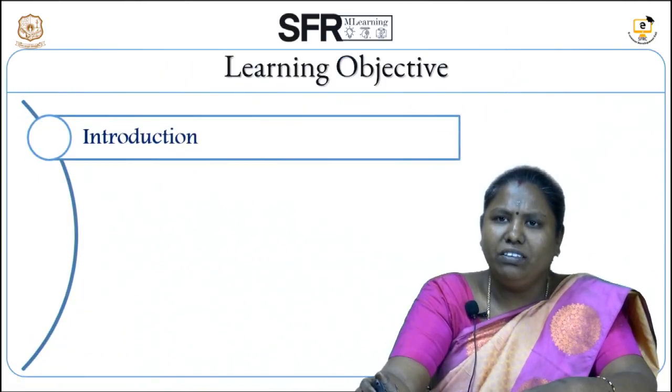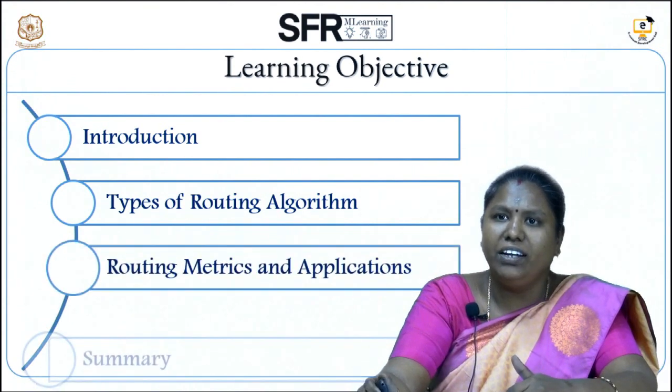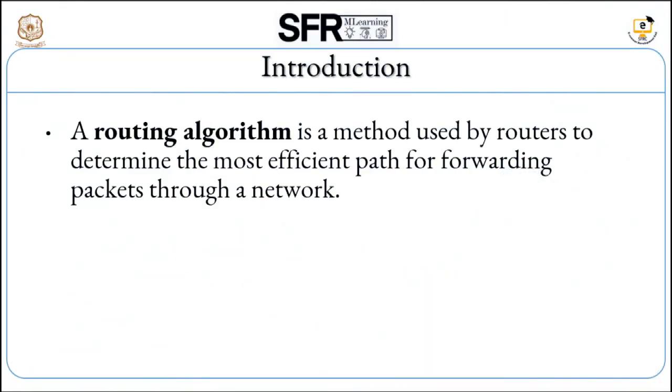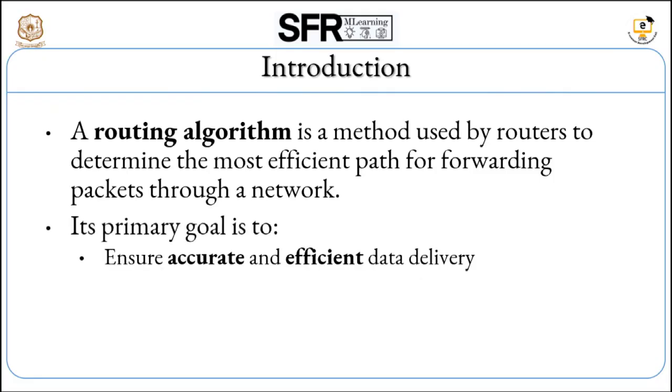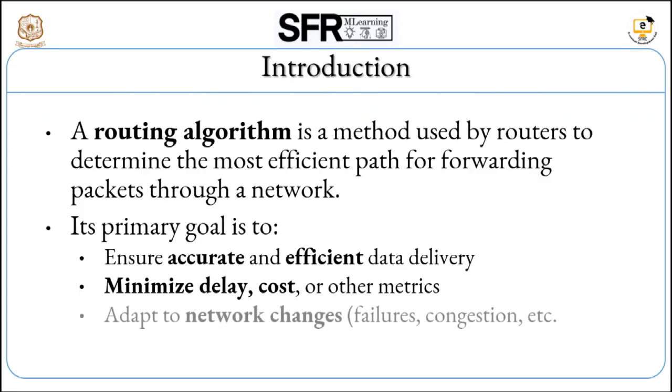The objective of today's session is to learn about routing algorithms, why they are important in computer networks, and their real-time applications. A routing algorithm is simply a method used by routers to find the most efficient path to forward data packets through a network. The main goals of routing algorithms are to ensure the data is delivered accurately and efficiently, to minimize delay, cost or other performance metrics, and to adapt to changes in the network such as failures or congestion.